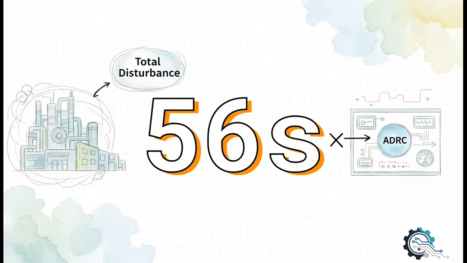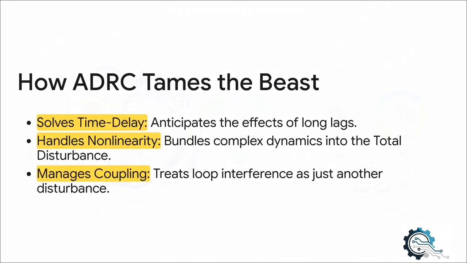In a big coal-fired power plant, it can take up to 56 seconds from when you feed more coal in to when you actually feel that energy in the boiler. 56 seconds! For a PID controller, that is an eternity. It's like trying to drive a car where there's a 1-minute delay on the steering wheel. It's almost impossible. So, how does ADRC handle this monster?